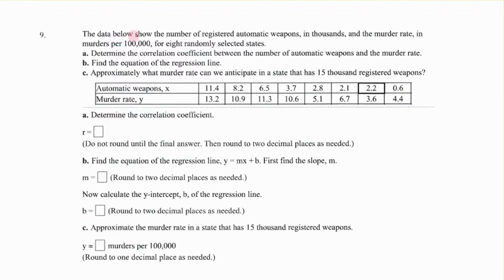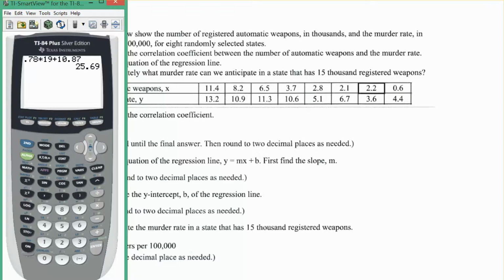All right, the data below shows the number of registered automatic weapons in thousands and the murder rate in murders per 100,000 for 8 randomly selected cities. So we have so many automatic weapons measured in thousands, and we have the murder rate per hundred thousand. So we're going to see if there's a correlation. More automatic weapons, does it mean more murders? Or more automatic weapons, does it mean less murders? Or is there no correlation?